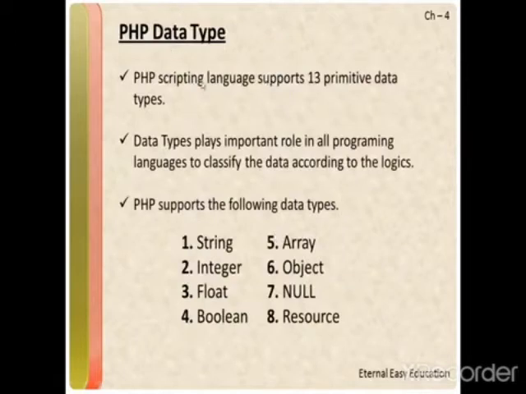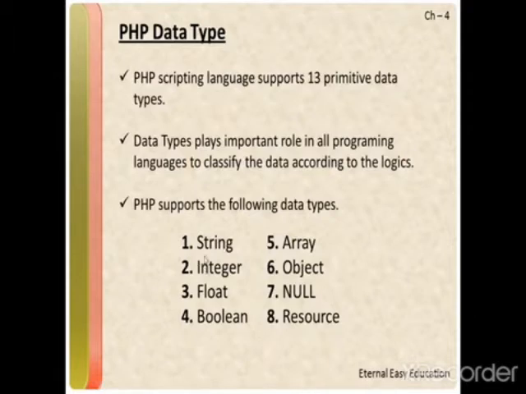The data type. The PHP scripting language supports 13 primitive data types. Data types play an important role in all programming languages to classify the data according to the logic. That is, the data which the program is going to handle is very important. Whether it is going to handle only whole numbers or decimal numbers, or it is going to store a name or an address or an image or audio or video, anything. So the type of the data is very important. It should be handled properly.